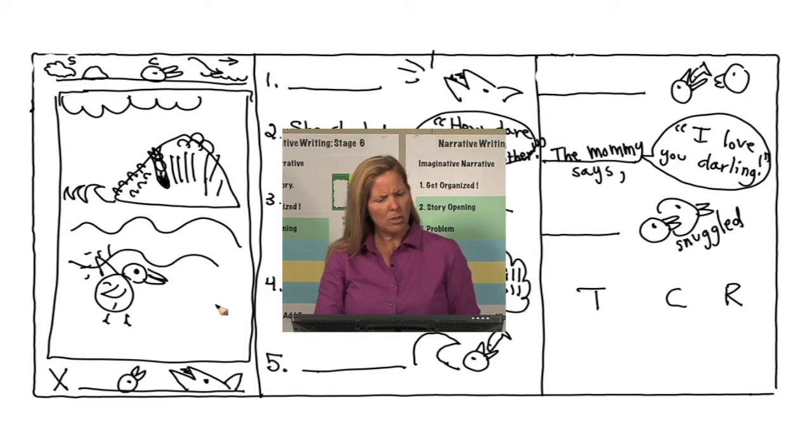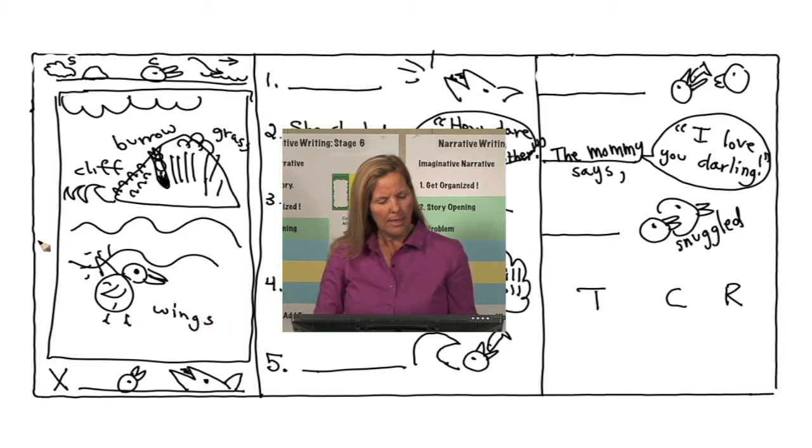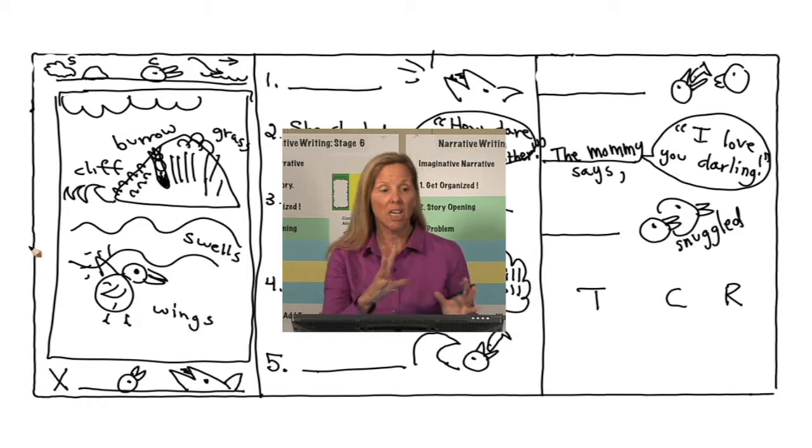I think what I'm going to do is first label, let's go to the setting. How about the grass on the island? And how about the burrow that the little bird is in? And the cliff? What about the mother's wings? And what about the swells of the ocean? Now I have many different parts of this picture that I want the reader to see, to come alive. Maybe over here also the waves.